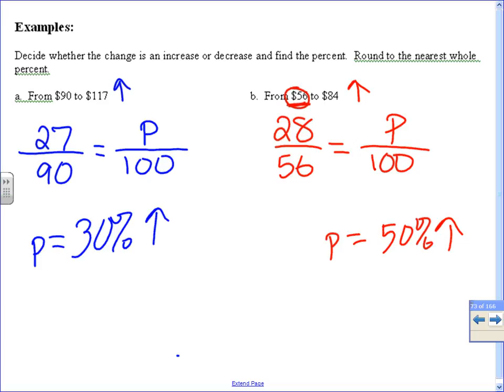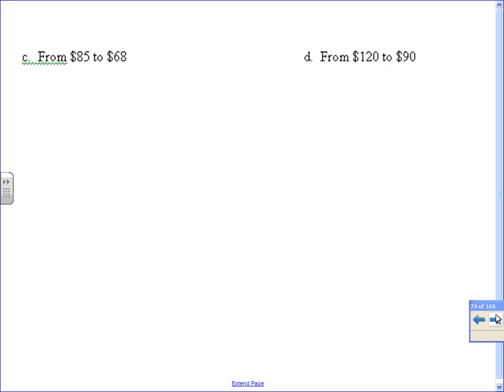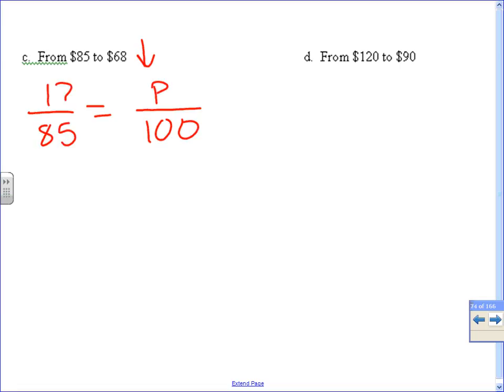Matt? Yes, I'm getting there. Yes, Justin, trying to get there. Okay, letter C. From $85 to $68. Mary, increase or decrease? Good, decrease. So Justin, how do we set up the proportion? Awesome. Okay, so Justin, what'd you get?